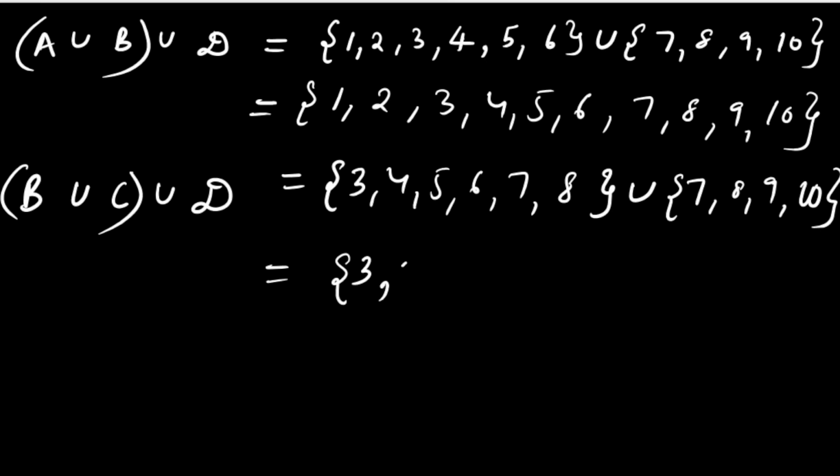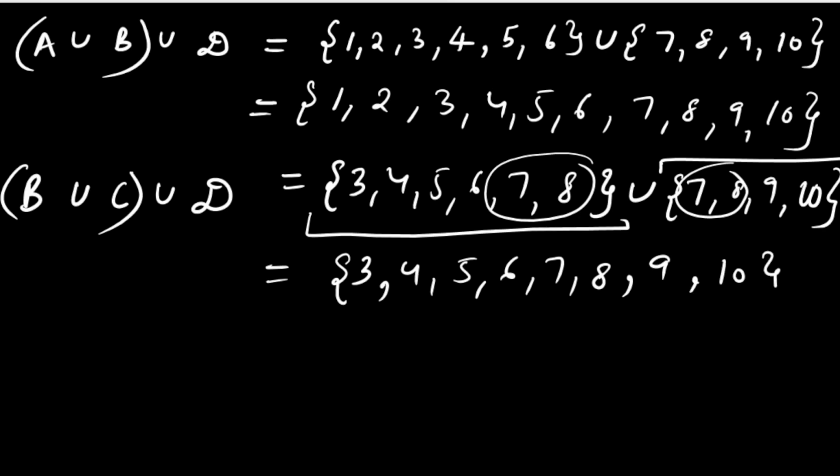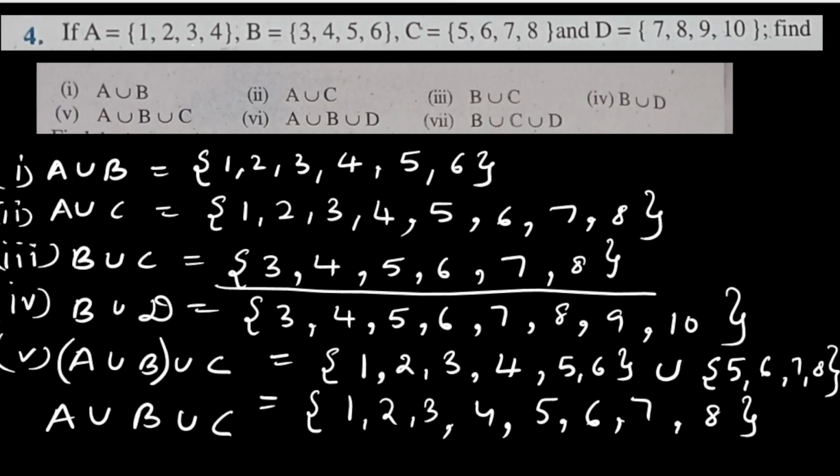First set I'll write 3, 4, 5, 6, 7, 8. For the first set, you write all the elements whenever you are writing a union. When you are writing the second set, just see which elements are getting repeated and don't write them. So here 7, 8 are getting repeated, so no need of writing them. 9 and 10 we can write. With this we have completed all the parts of this question.